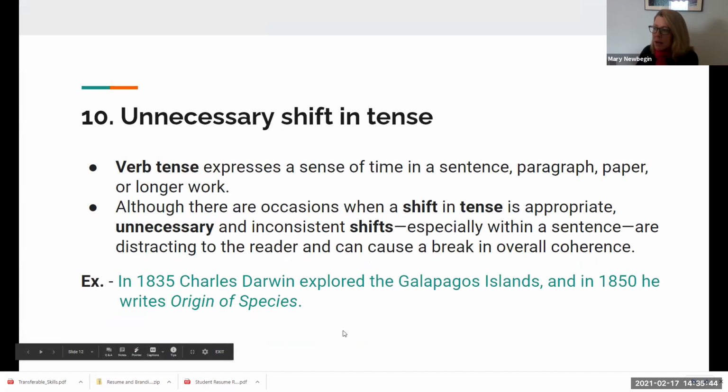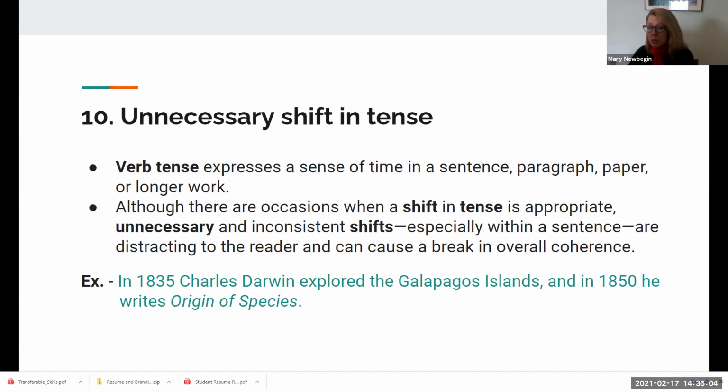Okay, number 10 is unnecessary shift in tense. Verb tense expresses a sense of time in a sentence, paragraph, paper, or longer work. If you look at the example there, in 1835, Charles Darwin explored the Galapagos Islands, and in 1850, he writes Origin of the Species. So yeah, the verbs don't match. Not only is there an unnecessary shift in tense, those 2 parts of the sentence don't match, so they're not parallel. So it's just a kind of sloppy effect. A solution to that would have been, he explored and he wrote.